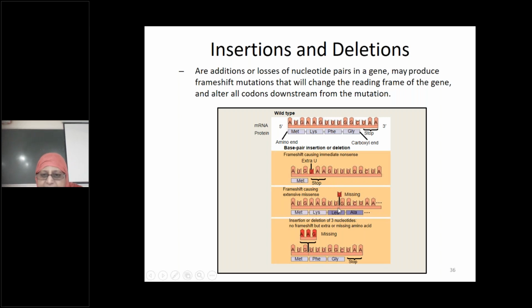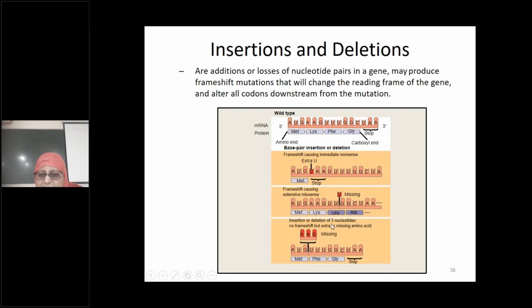Then, the U that is present here in the phenylalanine is deleted. Here we talked about insertion; now if a U is deleted here, what will happen? The next base will come over here. Instead of phenylalanine, you have leucine, and then it becomes alanine. So this is an example of a frameshift causing extensive missense mutation.